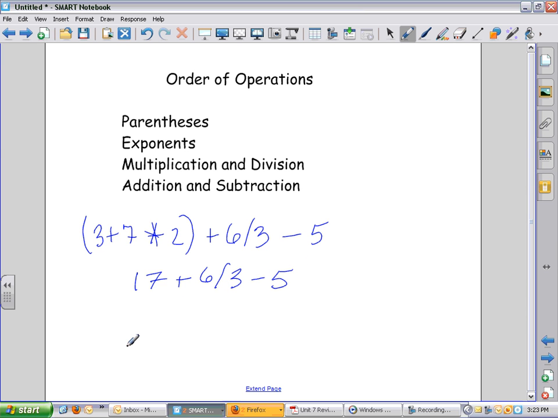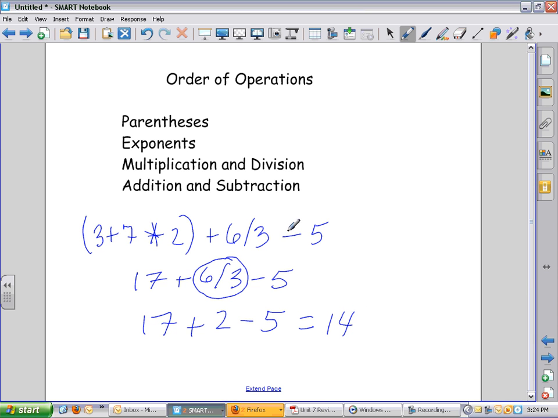If I look up here, I don't have any exponents, and so the next thing is going to be multiplication and division. And yes, I do have a division problem right here, so that needs to be done next. Before I do anything left to right, I've got to take care of it. So this part right here, 6 divided by 3, is 2. So I'm going to rewrite the problem again as 17 plus 2 minus 5. Now all I have left is addition and subtraction, so I can just go left to right. 17 plus 2 is 19, minus 5 is 14.